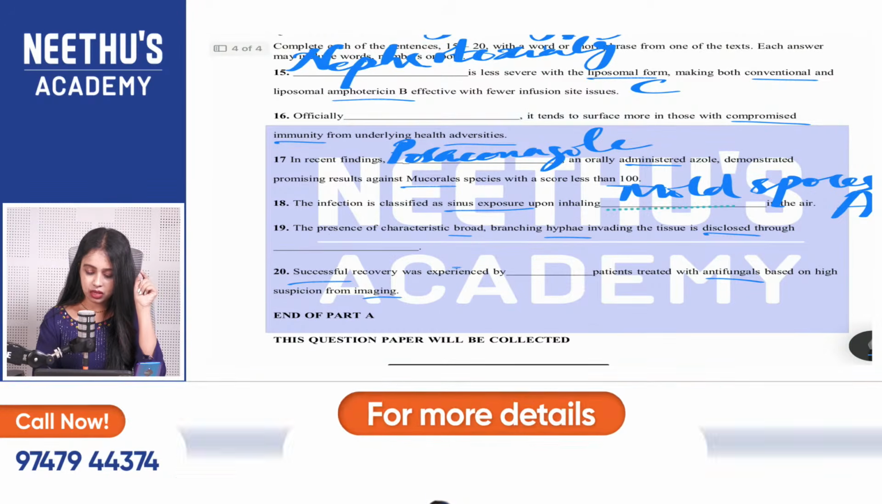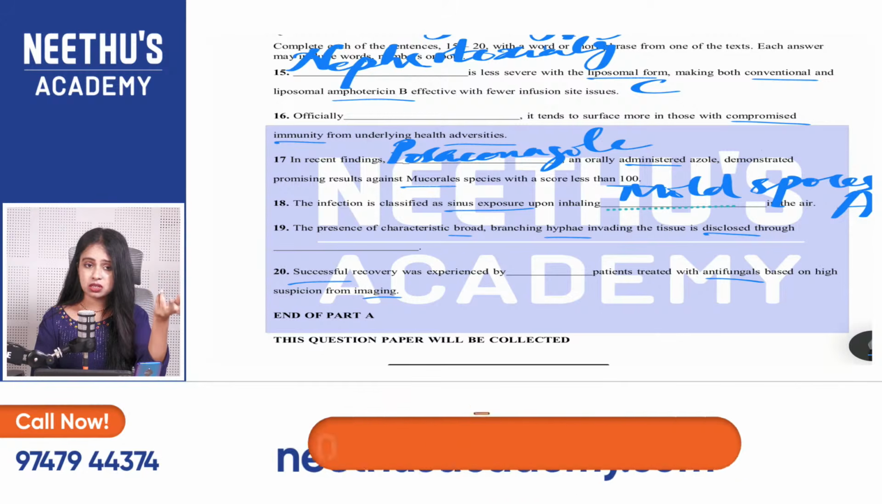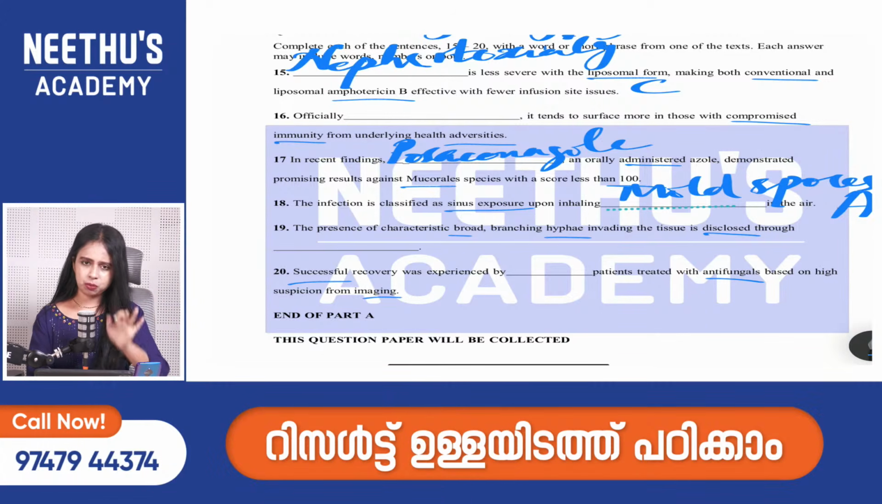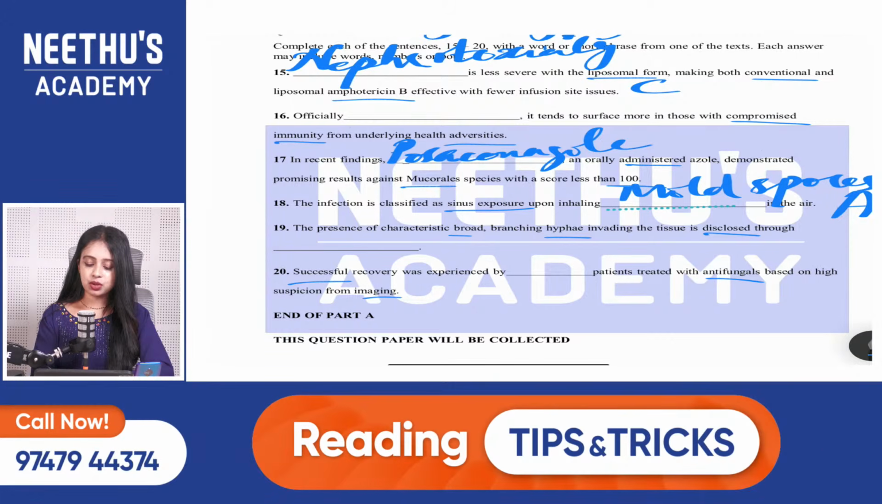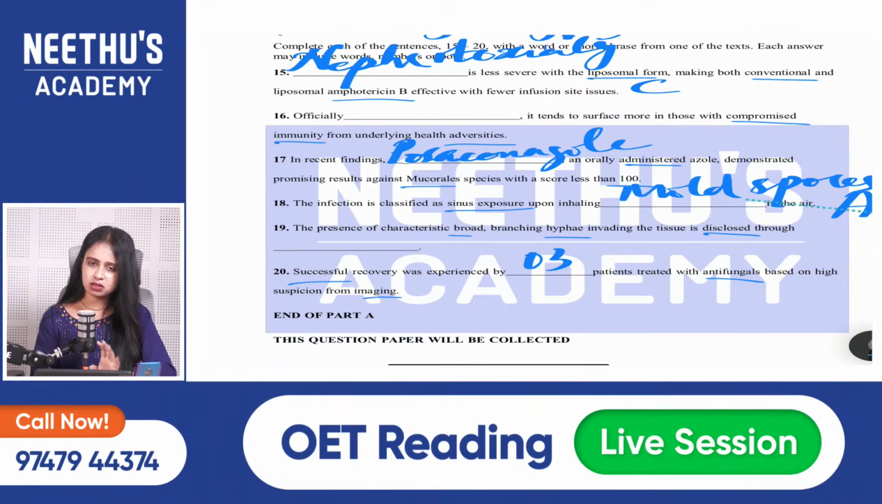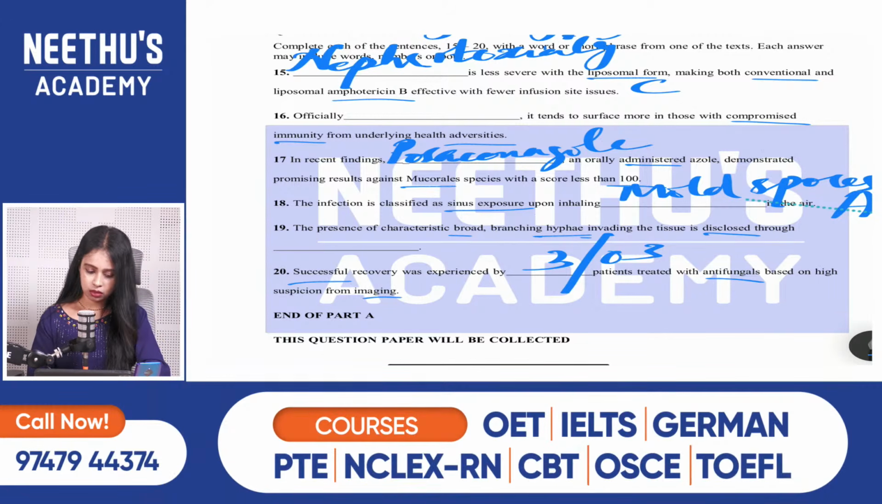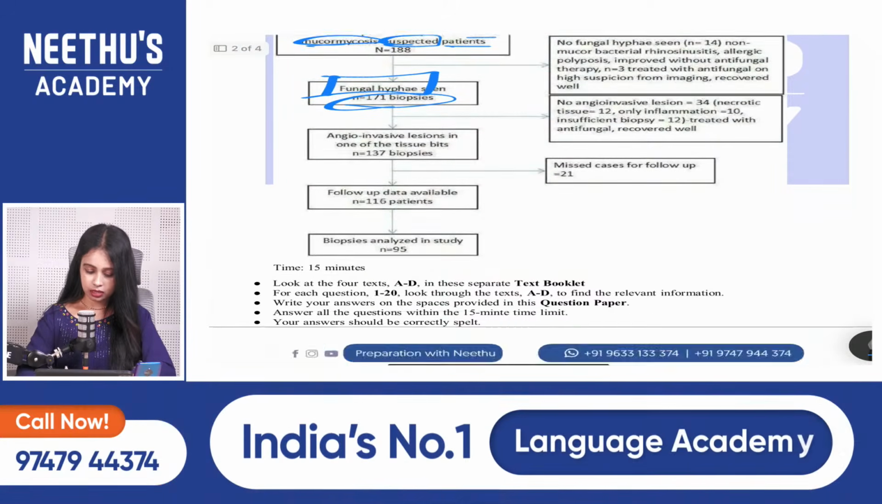Successful recovery was experienced by dash patients. I don't think that is the name of a patient, but maybe a number. Very good. Either you can write 03 or 3. Both are correct. There is no need for writing 0 in front of the number, but usually we write 03 to indicate it is a single digit. So 3 or 03, both are correct, and it is a direct answer from the text. So that's all about that.